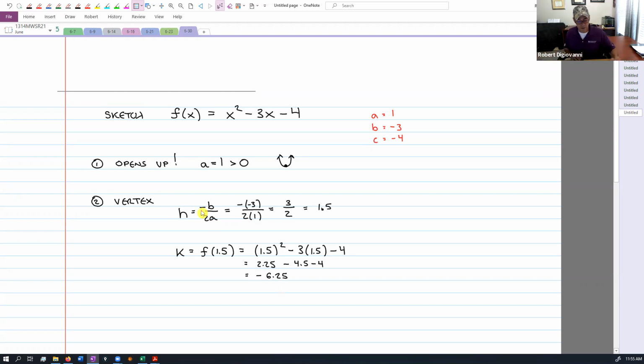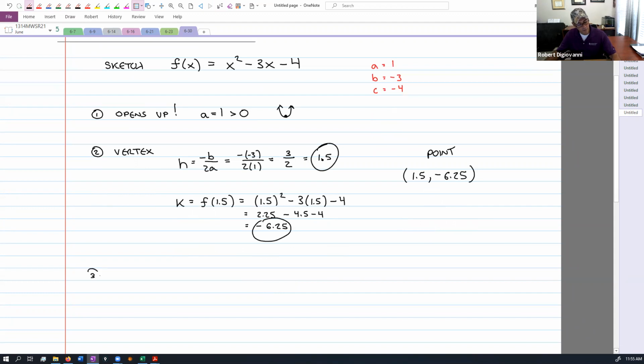So my vertex is a point. That's the H, that's the K. So as a point, it's the point 1.5, negative 6.25. All right, that's the point on my graph that represents the vertex.